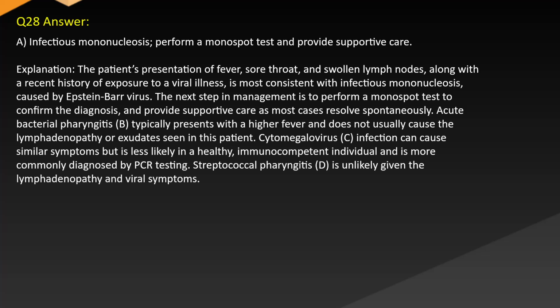resolve spontaneously. Acute bacterial pharyngitis, B, typically presents with higher fever and does not usually cause the lymphadenopathy or exudate seen in this patient. Cytomegalovirus, C, infection can cause similar symptoms but is less likely in a healthy, immunocompetent individual and is more commonly diagnosed by PCR testing. Streptococcal pharyngitis, D, is unlikely given the lymphadenopathy and viral symptoms.